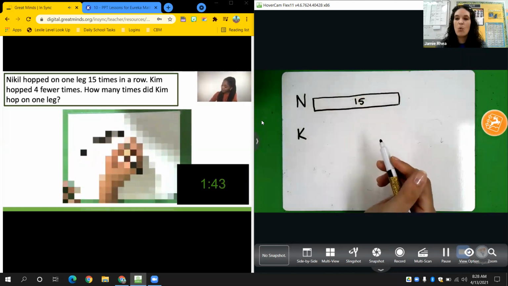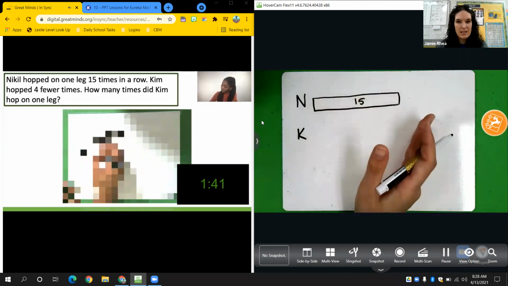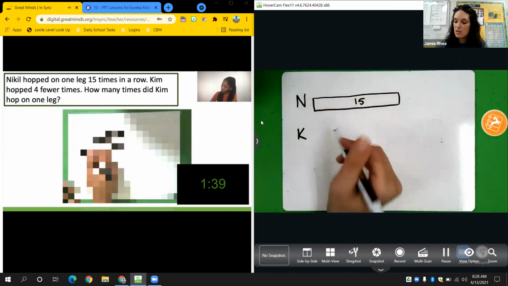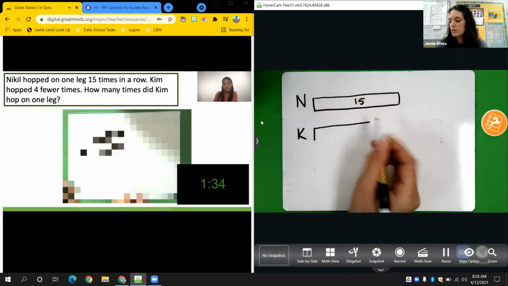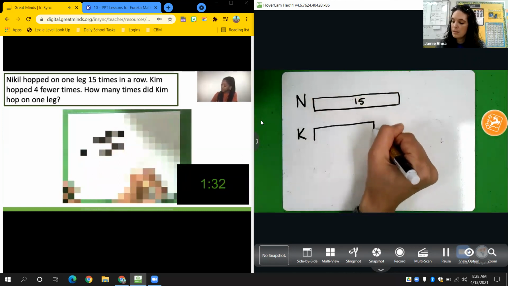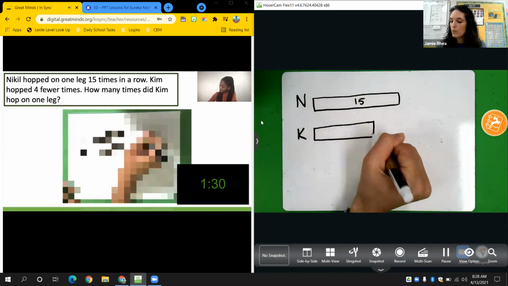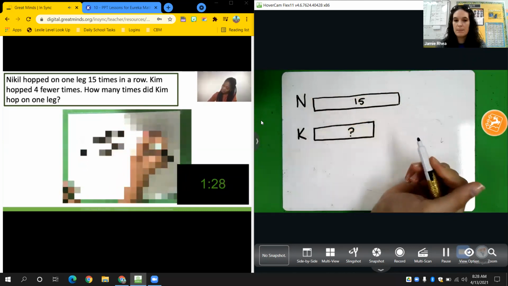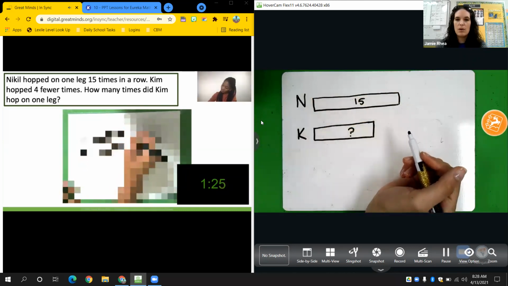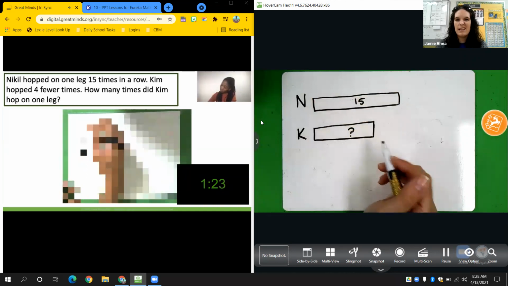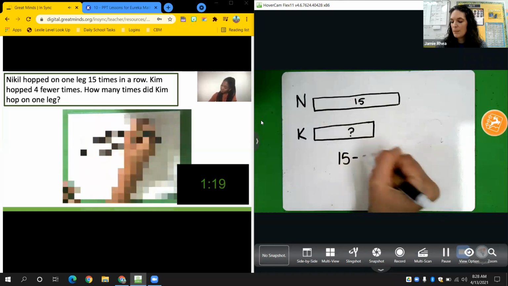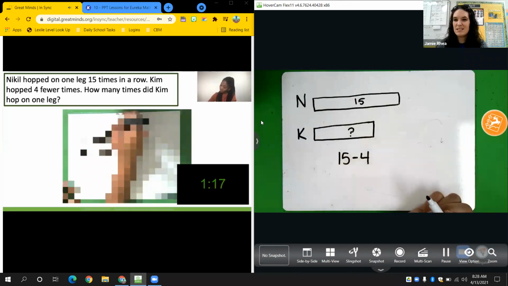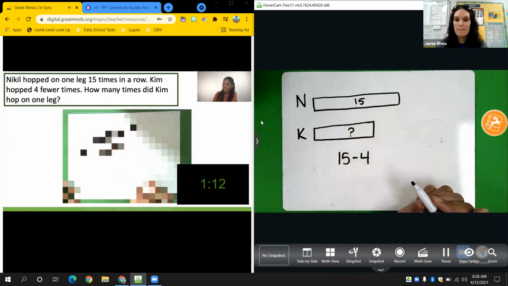Kim hopped 4 fewer times, so it's going to be less. So we need to make it a little bit smaller than Nikhil's. And we don't know how many. Okay, so I know that if Nikhil hopped 15 times and Kim hopped 4 fewer times, I'm going to subtract. Okay, so 15 minus 4. Keep going. You got this.